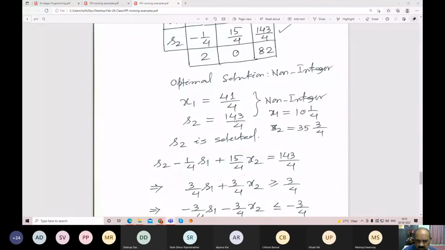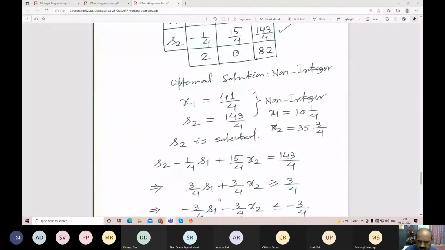So how to create the cut? x1 is 41/4, and the fractional part is 1/4, and s2 is 143/4, whose fractional part is 3/4. So s2 is selected, not x1, because s2 has the largest fractional part, that is 3/4. With respect to s2, we have s2 minus 1/4 s1 plus 15/4 x2 equal to 143/4. And you can find in this manner 3/4 s1 plus 3/4 x2 greater than or equal to 3/4. This is the fractional cut.